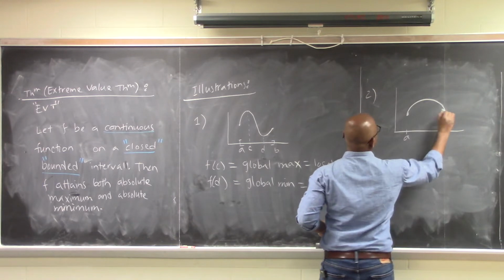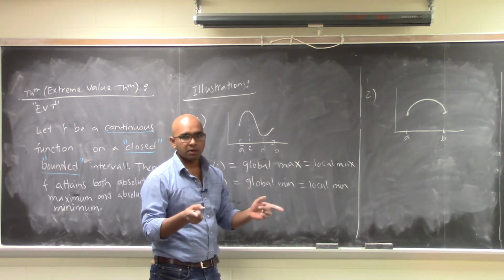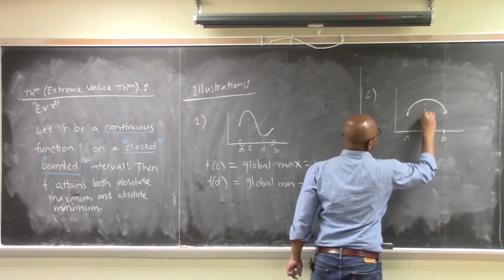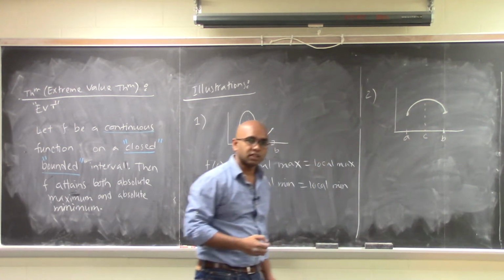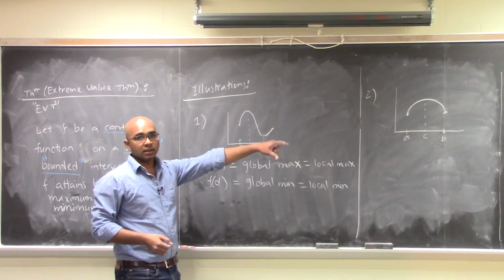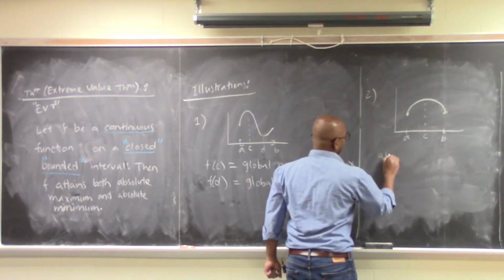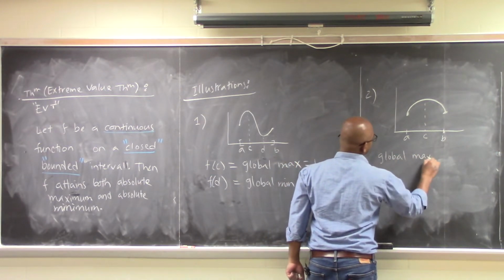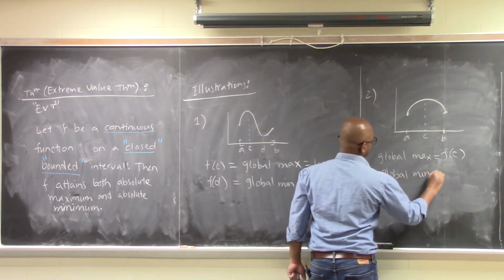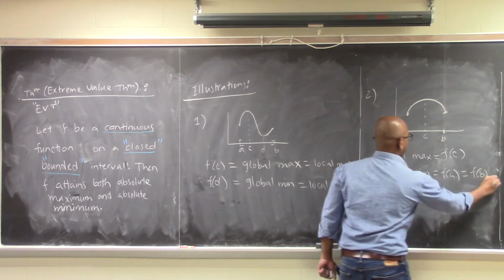We can have a function like this. A to B, that's a closed bounded interval. My function is continuous and it attains a global max. What's the global max? Let's say this point is C, so f of C is the global max. And what is the global min? It is f of A and also f of B, right? They have the same height. So global max, this is f of C, global min, this is f of A, which is the same thing as f of B.